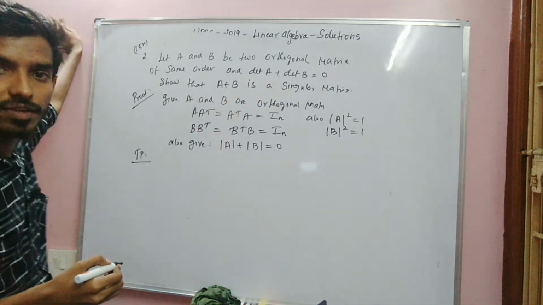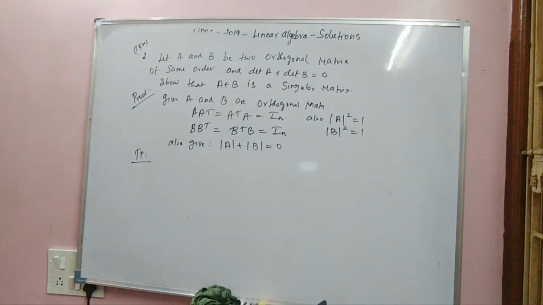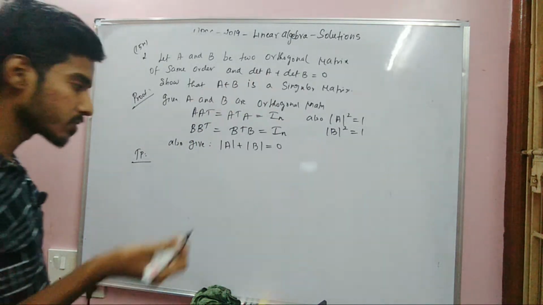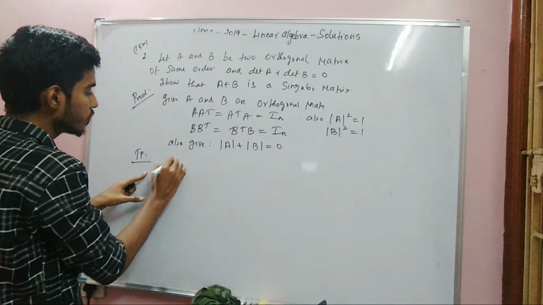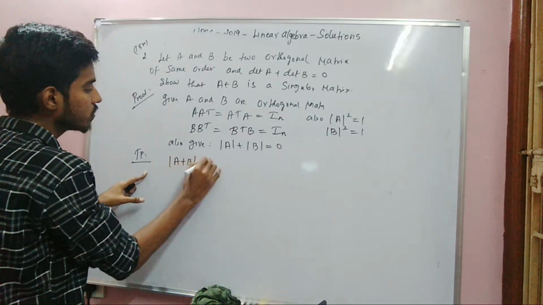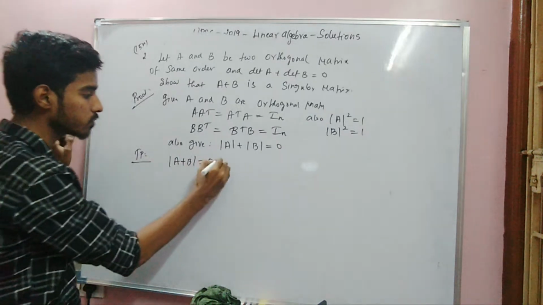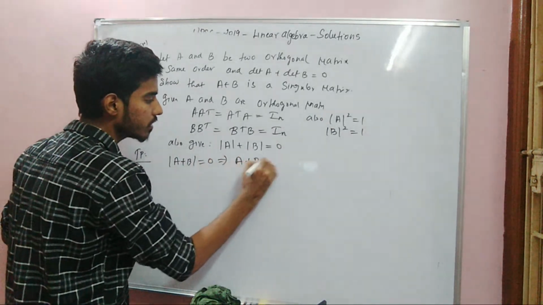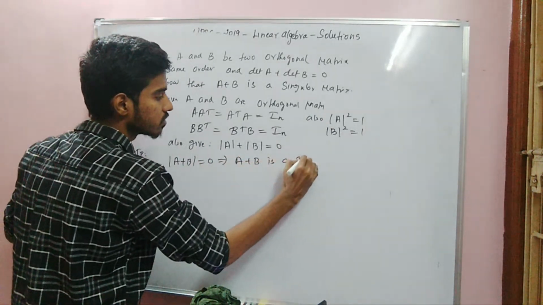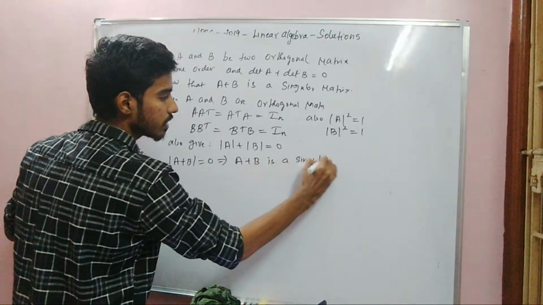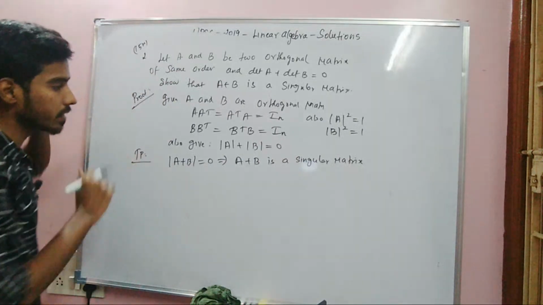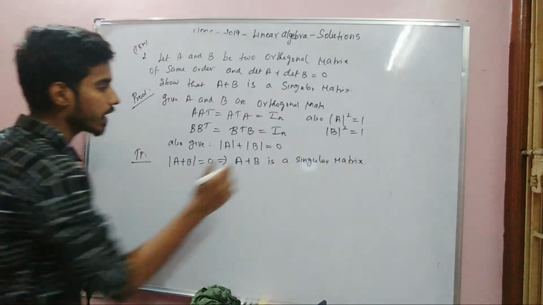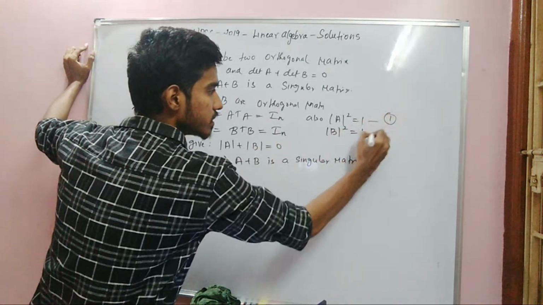When we say a matrix is singular, if the determinant is equal to 0, then it is a singular matrix. If the determinant is not 0, then it is not a singular matrix. So we need to prove determinant of A plus B is equal to 0. If I prove that, this implies A plus B is a singular matrix. So I need to prove determinant of A plus B is equal to 0. I have this information.